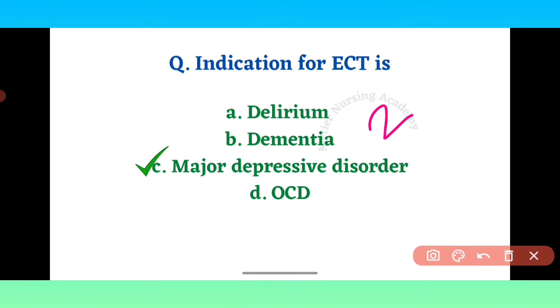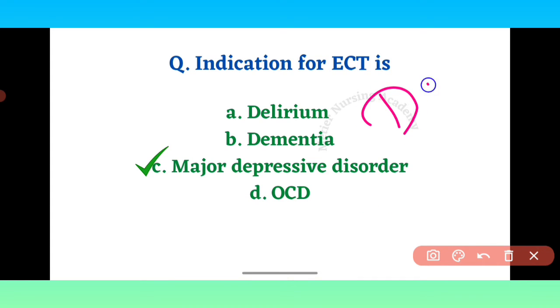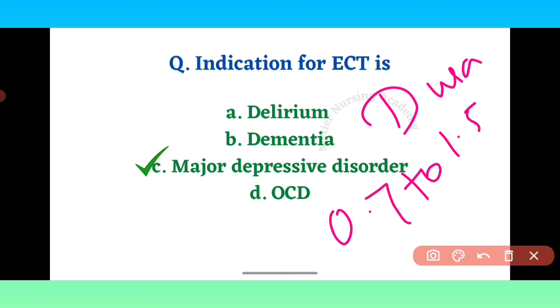And the common question which is asked many times is, what is the voltage during the ECT? And the voltage will be 70 to 120 volt. And the next golden point is, what is the duration for ECT? 0.7 to 1.5 seconds.